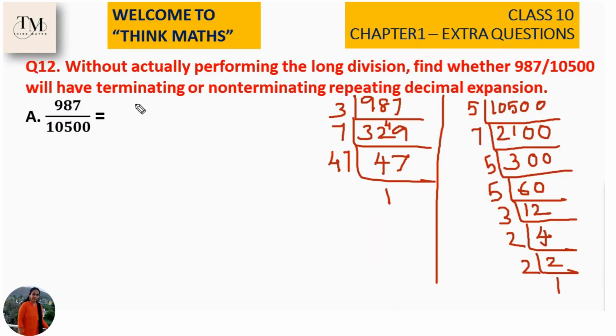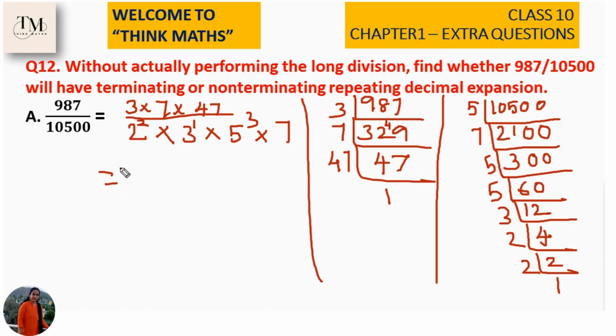So the numerator is factorized as 3 into 7 into 47. Okay. So the denominator, let me start with 2. 2 is repeated 2 times, so 2 to the power 2. 3 is repeated 1 time. And 5 is repeated 3 times, so 5 to the power 3, into 7 is repeated 1 time.